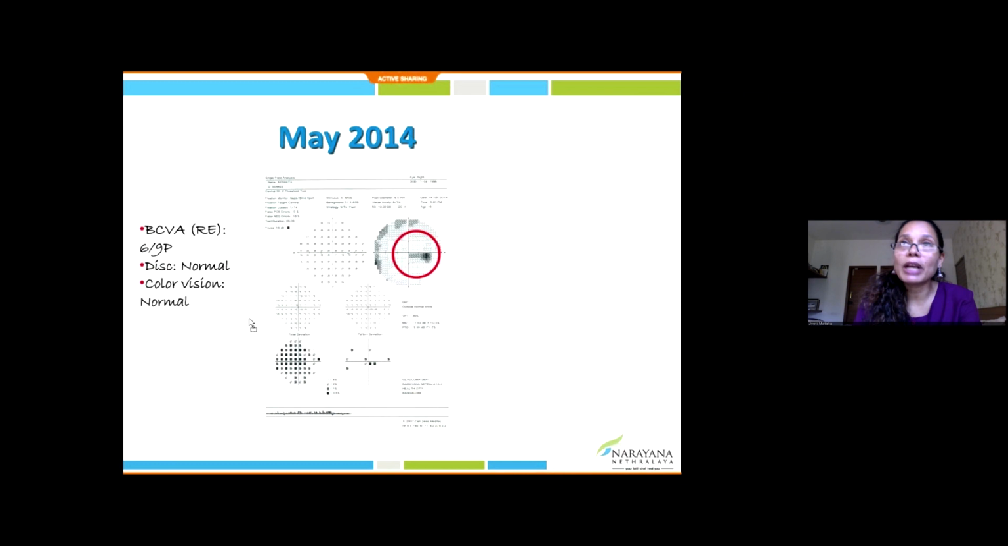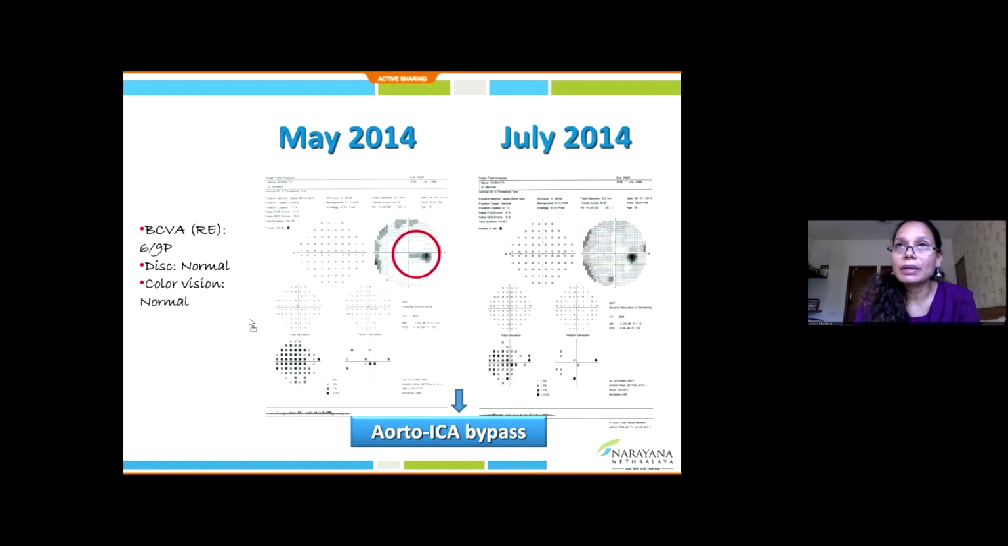Now, this child was, because of the IR2 arteritis, which is a common feature of Takayasu arteritis, awaiting surgery. She immediately underwent the IR2 ICA bypass, and within 2 months, you see that it disappears. So this is an example of early ischemia. So in this case, ischemia like an EIM can also present like a centrocecal scotoma, not necessarily an altitudinal.